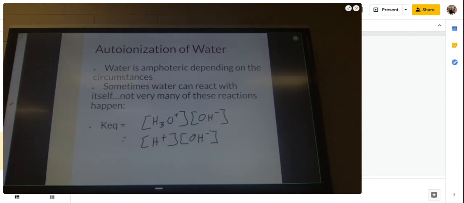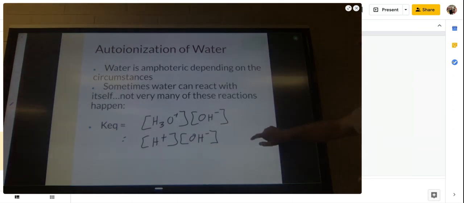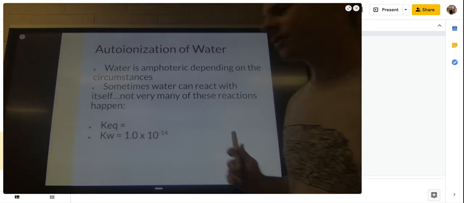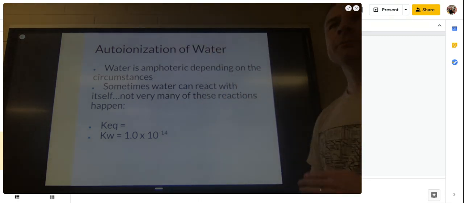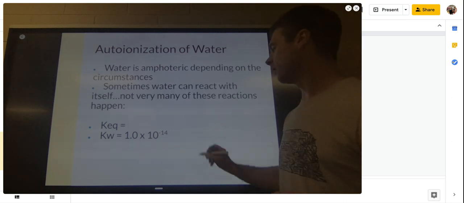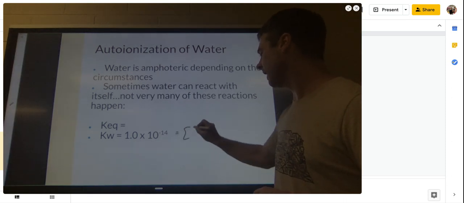Sometimes the top one's more convenient, sometimes the bottom one's more convenient. I will tell you from my experience, the bottom one is what we deal with more. Now, because this is a special reaction that occurs in water, and we said it doesn't occur very often, this is a special K that we call K dub. Okay, so water, and I believe this is at 25 degrees Celsius. Remember, the value for K will vary based on temperature. Temperature is the only thing that messes with K. So at 25 degrees Celsius, water does this, and this is the value of K. We call this K dub.